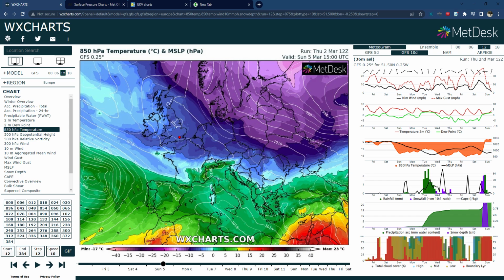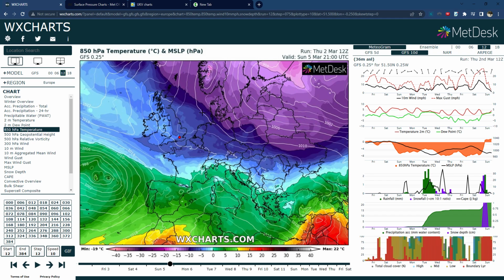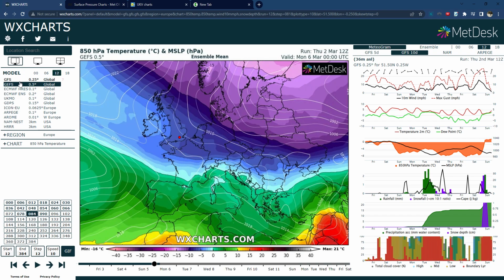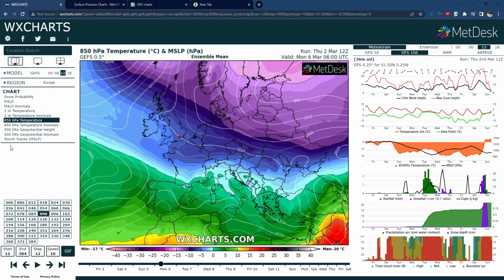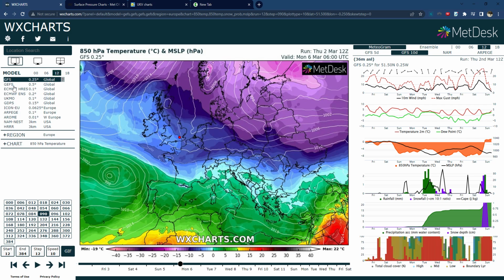But yeah, if I show you the temperature map, you can see we have that cold, dark blue and purple air sitting to the north of the UK, and we've got good confidence on that now. If I show the ensemble average, you can see that purple line is just to the north of us. So we know there's going to be cold air. We've got good confidence on cold air just waiting to come down.